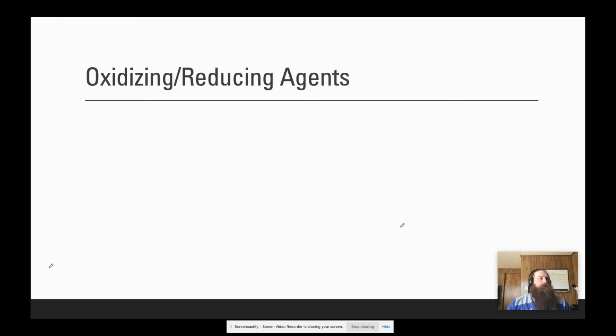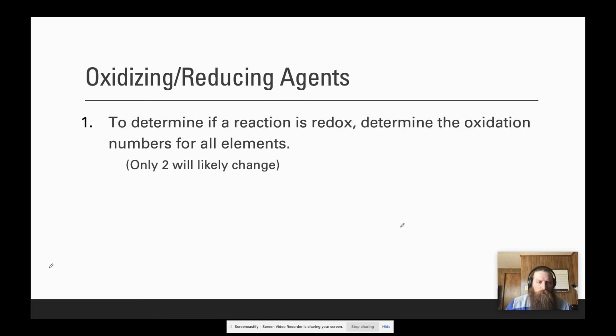All right, so now let's look at oxidation reduction, or redox, in terms of an equation. When we look at a reaction and we want to know if it's redox, the first thing we do is go through and give the oxidation numbers for all the elements. So we do what we just did, but now we're going to do it in terms of an equation, not just find sulfur in this compound.